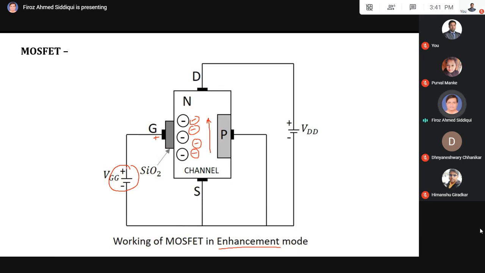That means we can control the flow of electrons and the flow of current through this channel, source to drain, by increasing and reducing the voltage applied at the gate terminal. That's why it is called a voltage controlled device, like BJT is called a current controlled device. So this is the working of the MOSFET in enhancement mode.